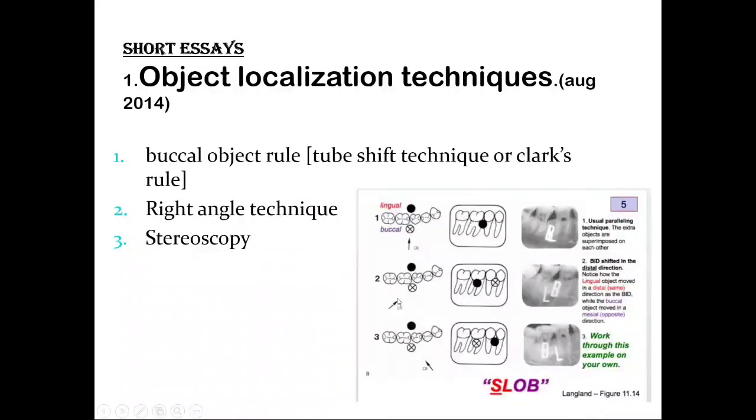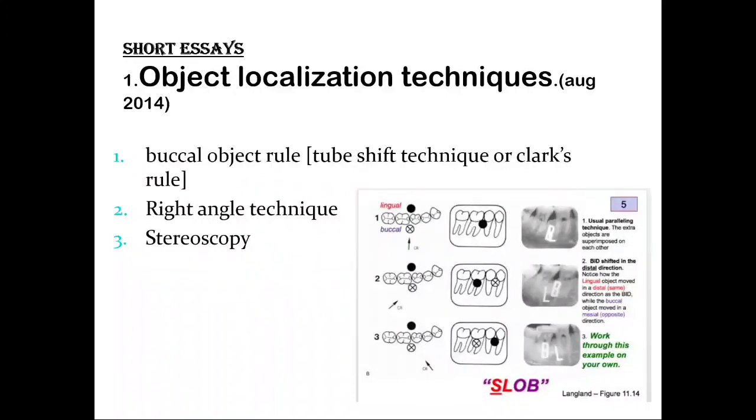Once you move the tube head more distally, the lingual object is found to be positioned on the same side as the distal shift. You can compare it to the previous image. Whereas the buccal object is found to be placed on the opposite side. When you compare it to the position of the tube head, the one on the opposite side is buccal. If it is the lingual foreign object, it comes towards the same side to which the tube has been shifted. So that is why it's called the tube shift technique or Clark's rule technique.